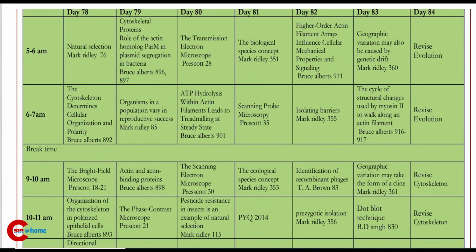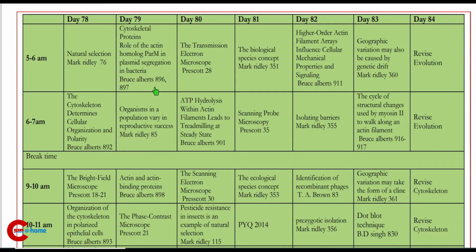Day 79. Morning you have to study cytoskeleton from Bruce Alberts, page number 896 and 897. Day 79. Morning 5 to 6 a.m., study cytoskeletal proteins, Bruce Alberts, 896 and 897. Then 6 to 7 a.m., organism in a population vary in reproductive success, evolution, Mark Ridley.